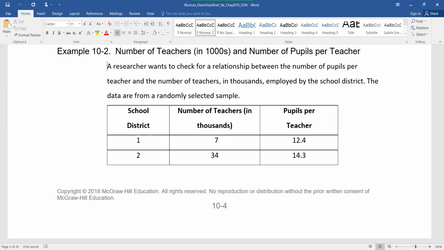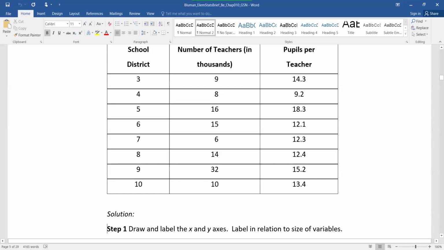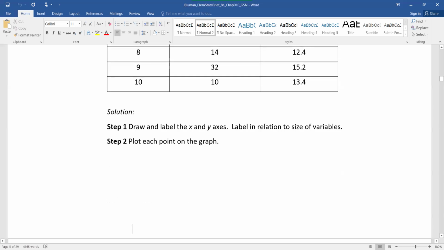If it wanted us to go the other way, then of course we would have pupils first, then number of teachers. So there's our ordered pairs. Again, write it as like 9, 14.3. We start off by drawing the label and the X and the Y axis.